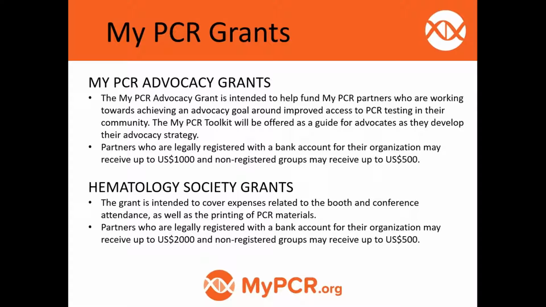So each year MyPCR provides between 2 and 3 grant opportunities to CML patient advocates. And in 2017, we are offering 2 primary grant opportunities, and these grant opportunities are both rolling, meaning that they're open for the entire year until the end of December 2017, and they are awarded on a first-come, first-served basis. So we have a limited number of grants that are available. We have 15 MyPCR Advocacy Grants and 10 Hematology Society Grants.